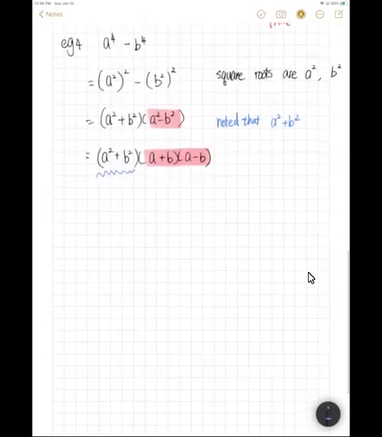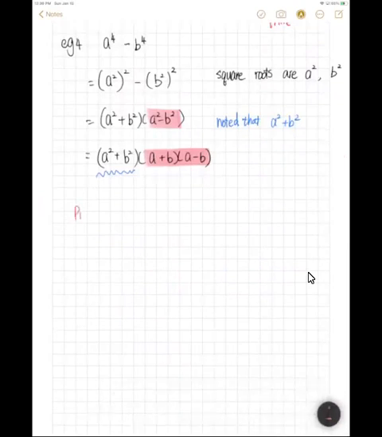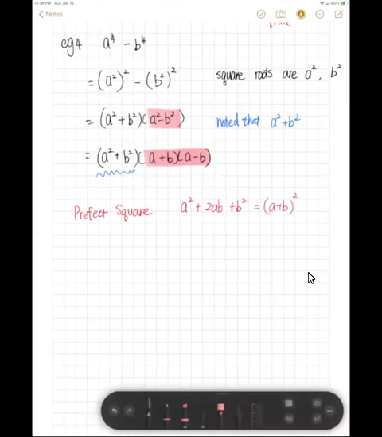Okay. So the next formula I want to introduce today is called the perfect square, which is a squared plus 2ab plus b squared is equal to a plus b squared. Okay.